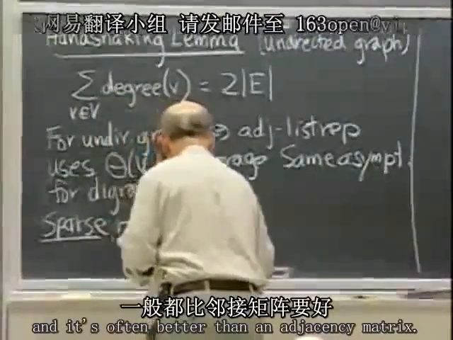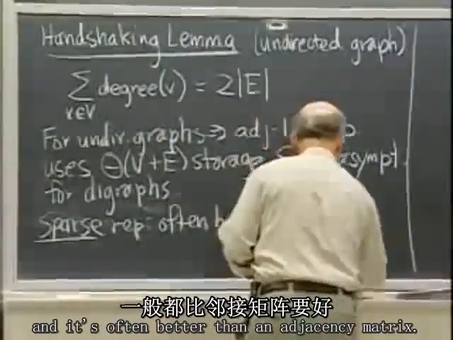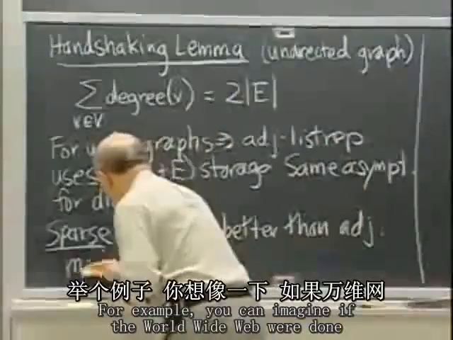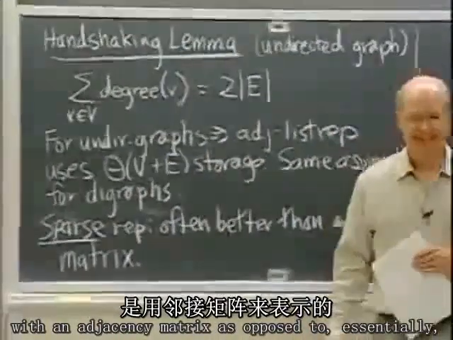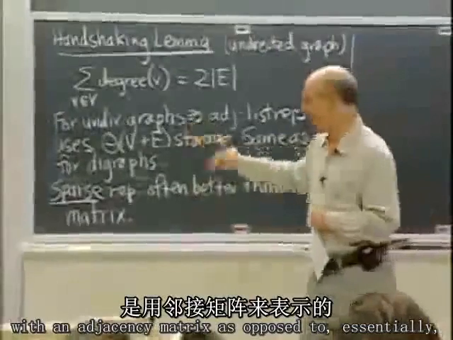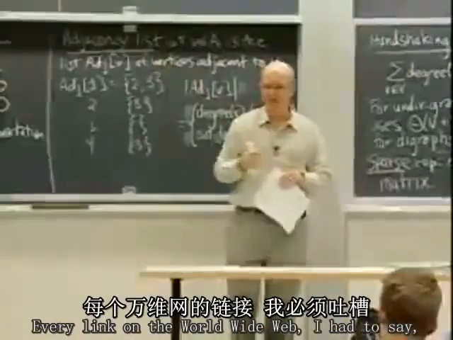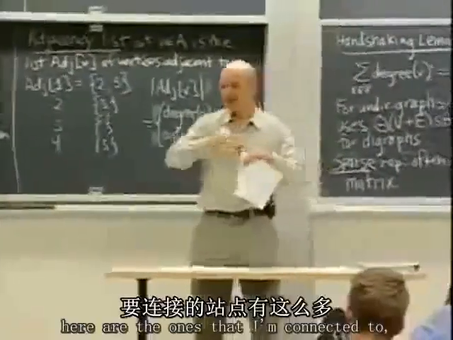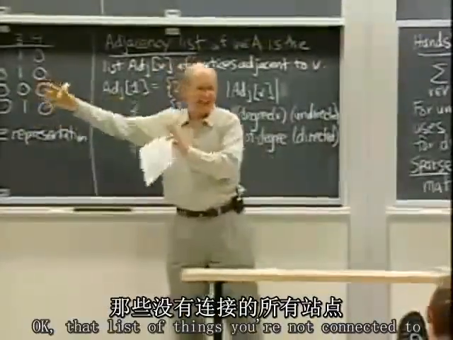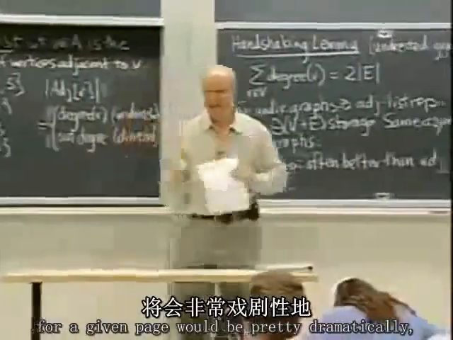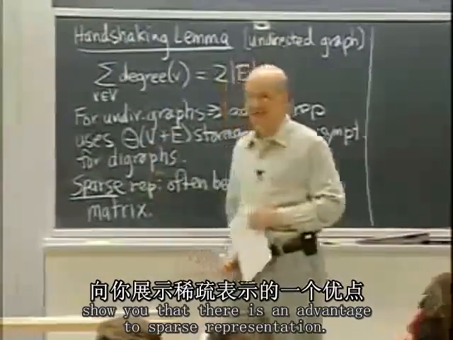And it's often better than an adjacency matrix. For example, you can imagine if the World Wide Web were done with an adjacency matrix, as opposed to essentially with an adjacency list type of representation. If for every link on the World Wide Web, I had to say, here are the ones that I'm connected to, and here are all the ones I'm not connected to. Okay, that list of things you're not connected to for a given page would pretty dramatically show you that there's an advantage to a sparse representation.